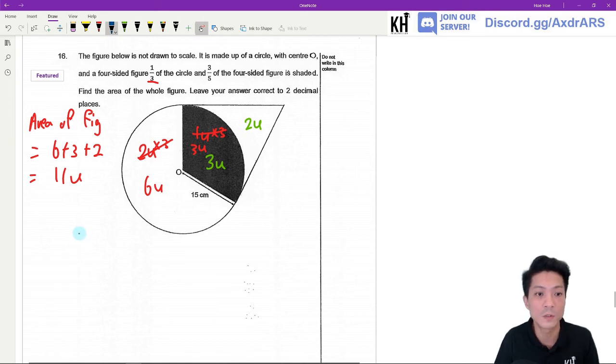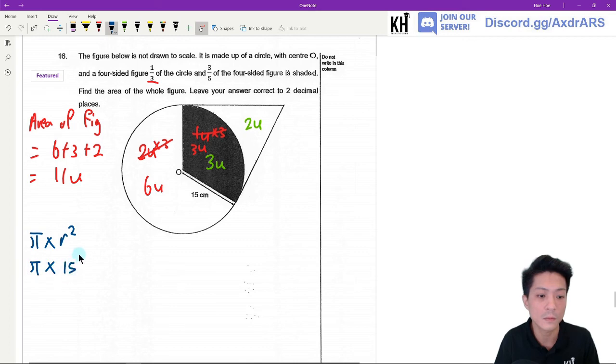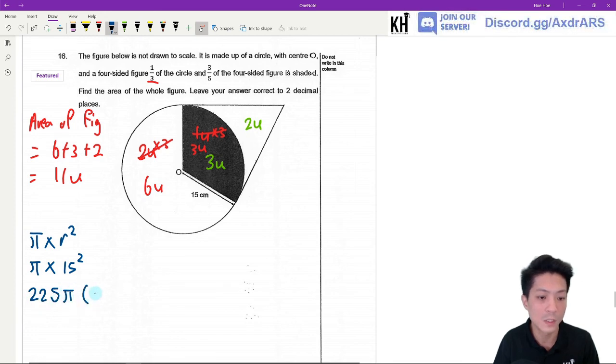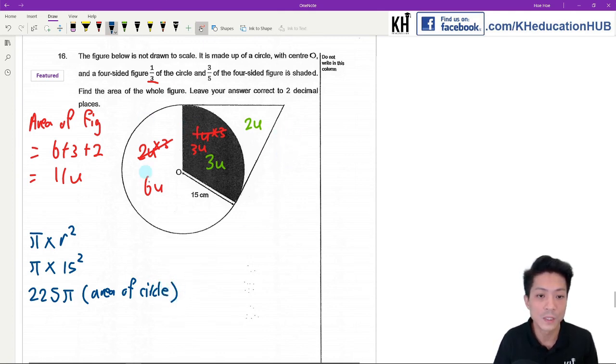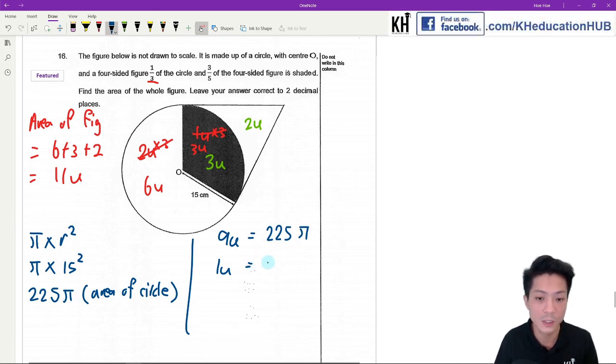So the first thing that I'm going to do is find the area of the whole circle. Area of the whole circle will be pi times r square, which gives me pi times 15 square. The question didn't say which pi to use, so I'm just going to leave it as pi first. 225 pi. This one is the area of the circle. We can see that the area of the circle is 9 units, right? So we can let 9 units be equal to 225 pi. What is 1 unit? Does it give me a nice number? Yes, divided by 9 is 25.